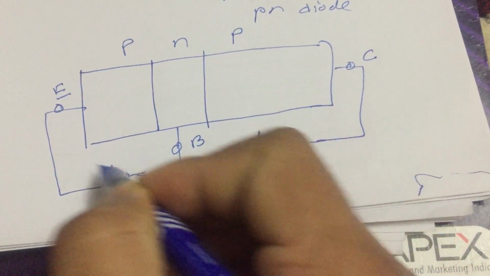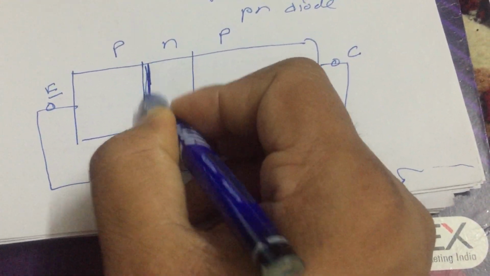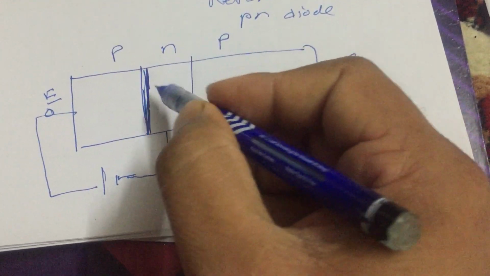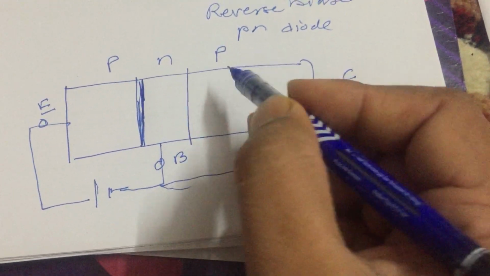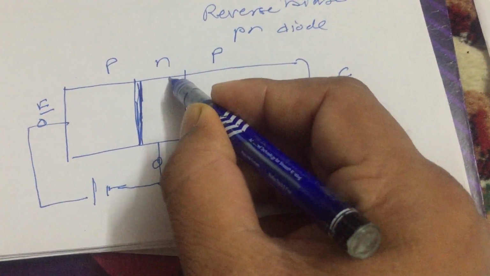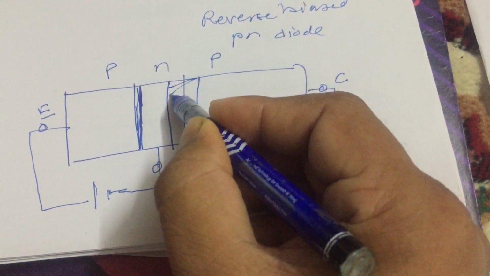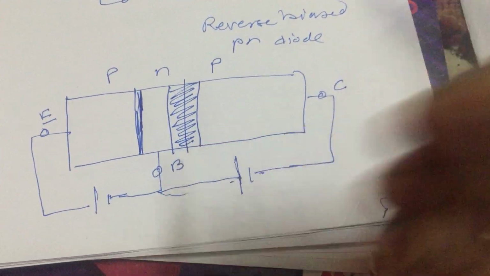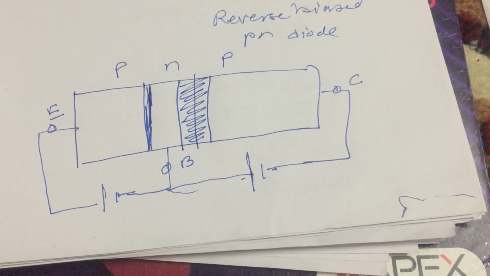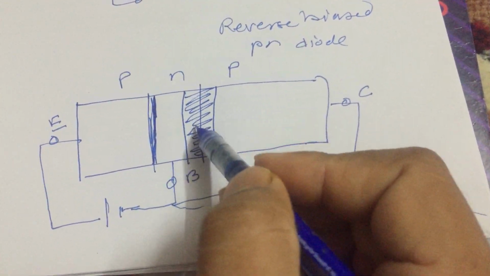Now the emitter base junction is forward biased, so a very small depletion layer forms. Ideally the value should be 0. And the collector base junction is reverse biased, so a very wide depletion layer is formed between base and collector. Is it clear? A very small depletion layer forms, and a very wide depletion layer.